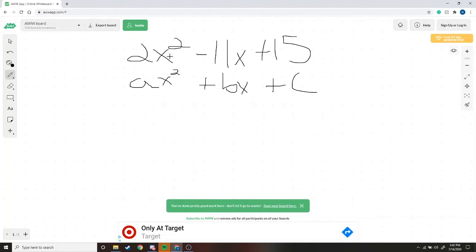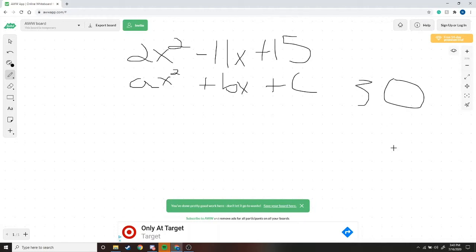Here we have 2x squared minus 11x plus 15. Here we can see that we can't pull out a GCF, and we can't find something that multiplies to 2x squared, adds up to minus 11x, and multiplies to 15. Whenever the first term, or a, is not equal to 1, there is a different method to solving. So to solve this, what we need to do is we need to multiply a by c. So here we have a as 2 and c as 15. 2 times 15 is 30.